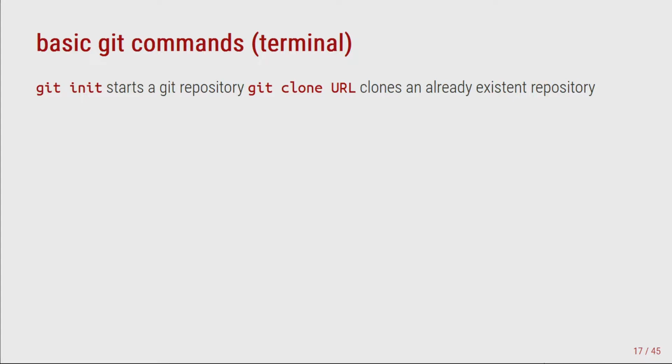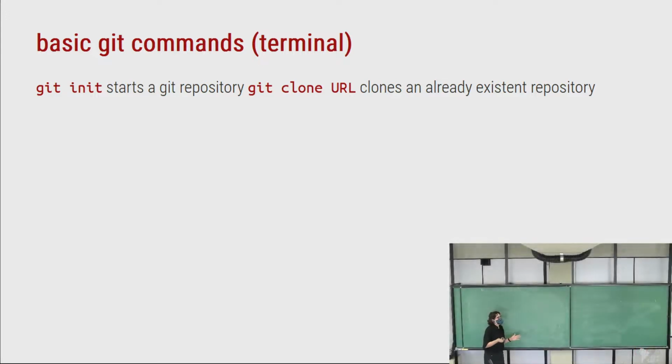So we have basic Git commands that we will use a lot, and these will always be performed in a terminal. The first one is git init. Git init starts a Git repository. This will be done only once per repository, okay? Every time you are starting a repository, you use that. Next time, you won't be using git init anymore.